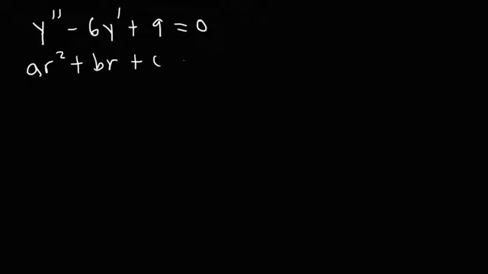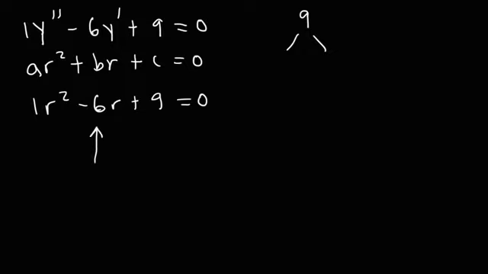Now let's consider this example. y double prime minus 6y prime plus 9 is equal to 0. So once again, let's write this formula below it: a r squared plus b r plus c is equal to 0. a is 1, b is minus 6, c is 9. So now we need to factor this quadratic expression. We need to find two numbers that multiply to 9 but add to the middle coefficient of negative 6. So this is going to be negative 3 and negative 3.